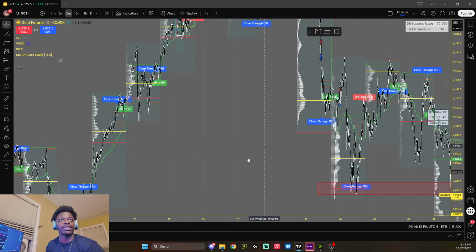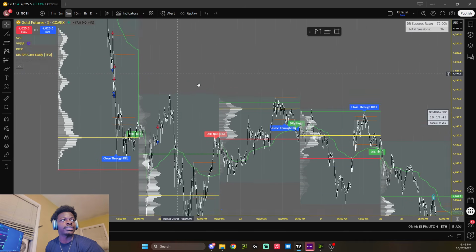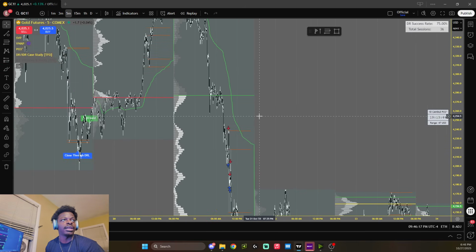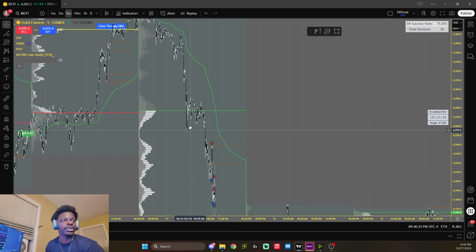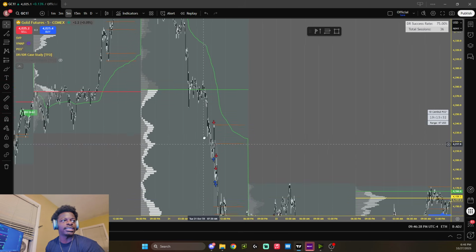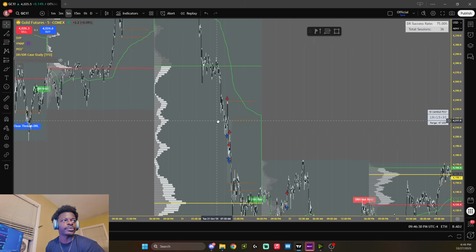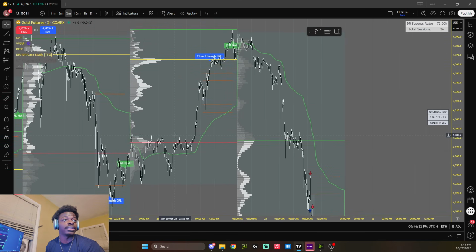Let's switch to the 5 minute, make it easier on myself. You see we created a lot of areas of low volume right here. Push through, came back a little bit, tested it, push through. We didn't come back to test this one. Didn't really come back to test this one. But you get the point. Low volume nodes, very, very nice to use.